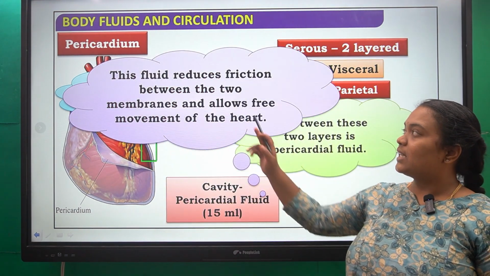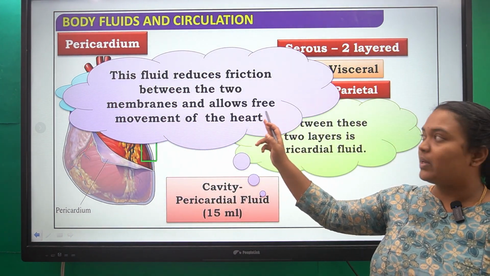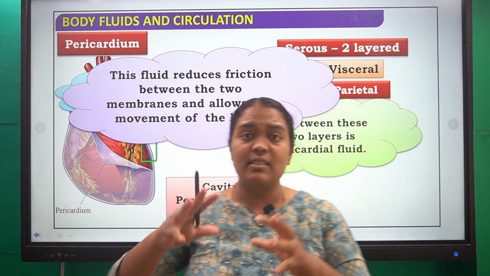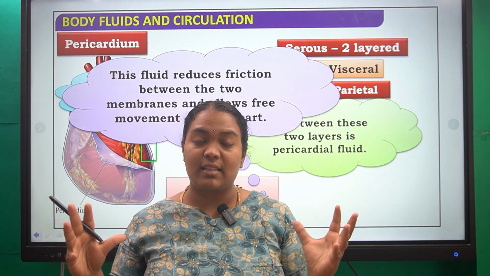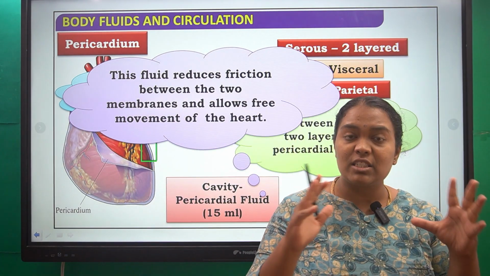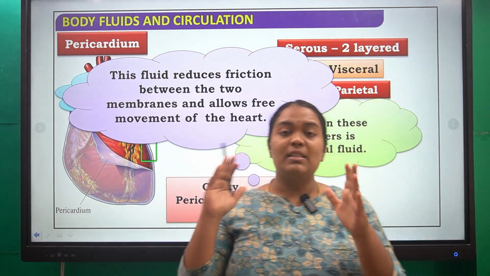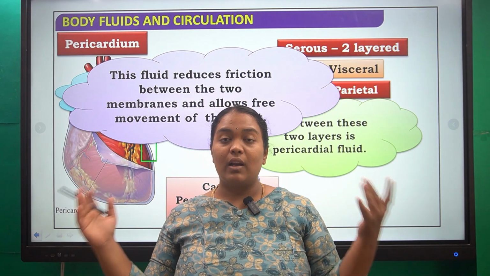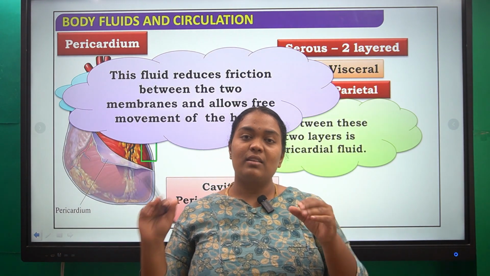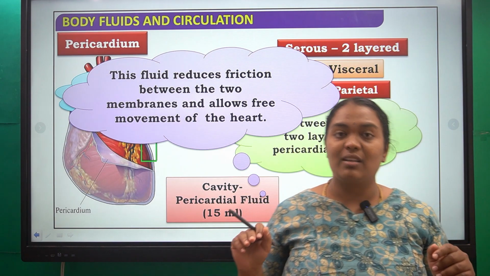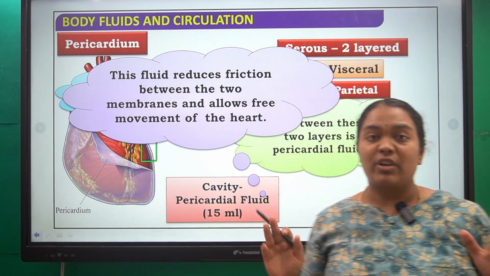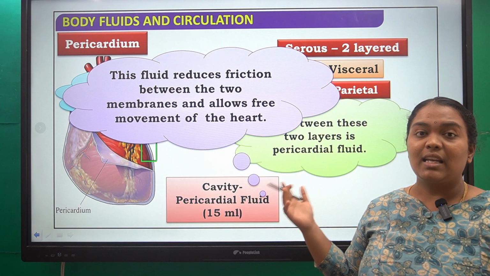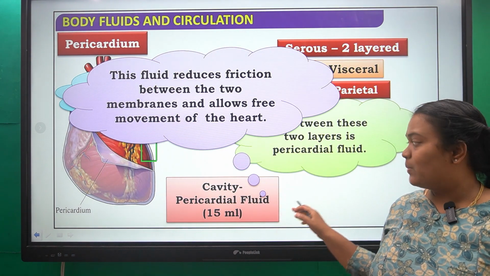Then you can also see this fluid reduces friction between the 2 membranes. Why is this fluid present? Because the heart is continuously contracting and relaxing. Because of this contraction and relaxation, there will be some friction between the heart and the outer organs, or the organs which are surrounding it. So to prevent this, the 2 layers are having the fluid in it, so that it prevents the friction and also allows free movement of the heart. So the heart can easily move without any disturbance.